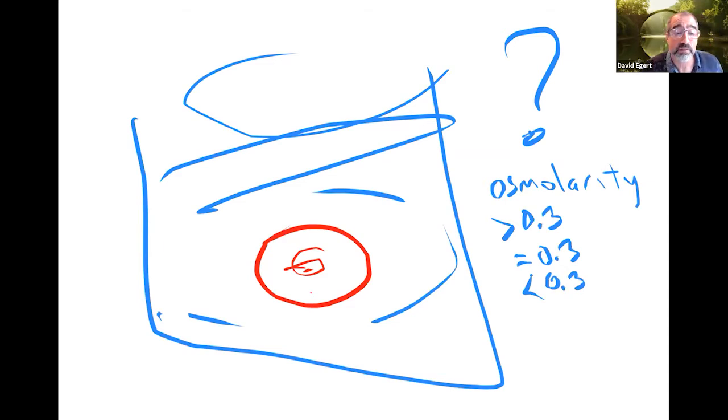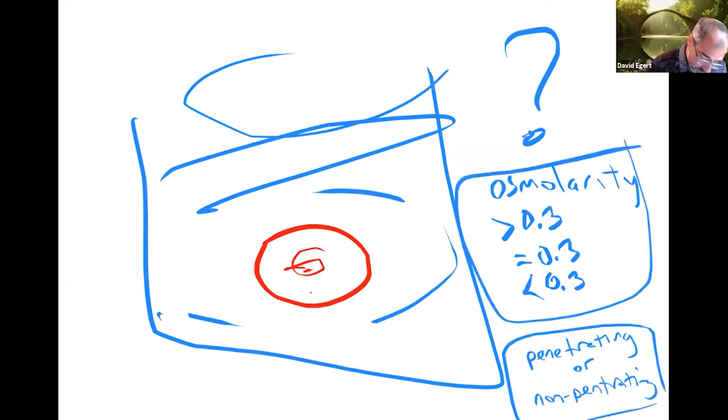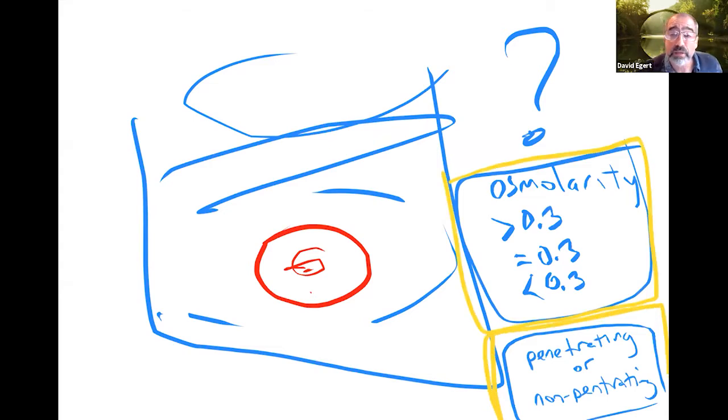And what's the other piece of information I need to make a definitive prediction? The tonicity. How do we figure that out? If it's penetrating or not. Yeah, is it penetrating or not? So these are two things that you are going to need to pay attention to when you are trying to predict how a cell is going to react in some solution. And then you have the information you need, the stuff we've just been talking about.